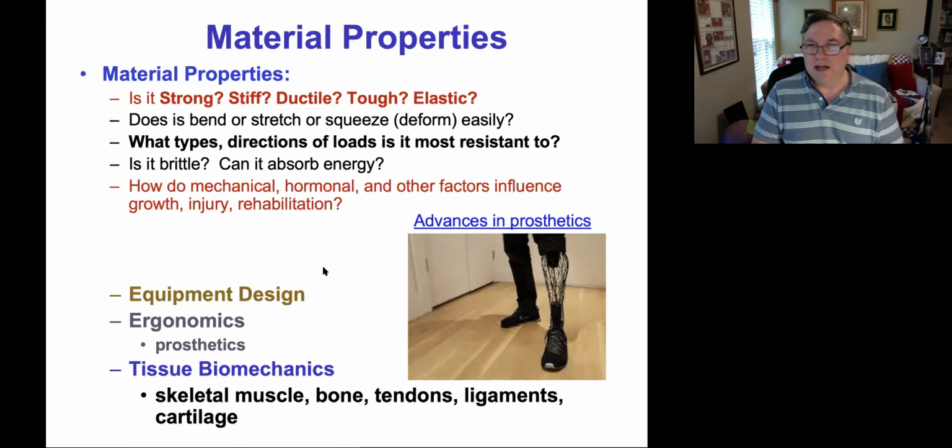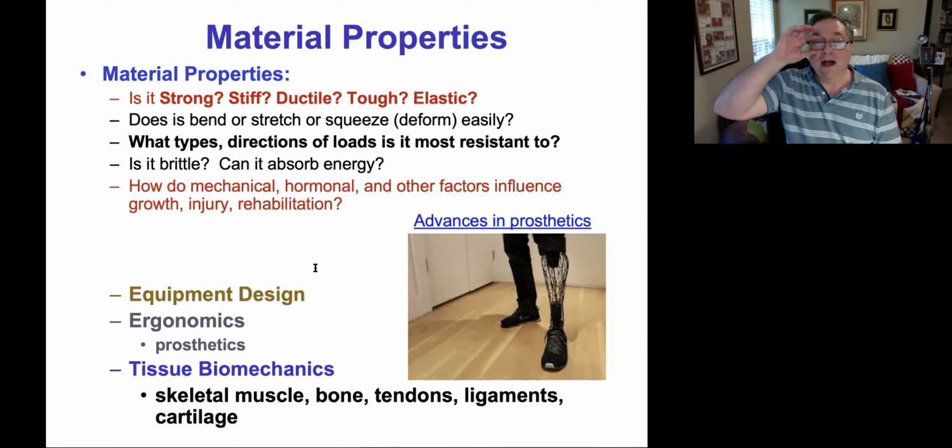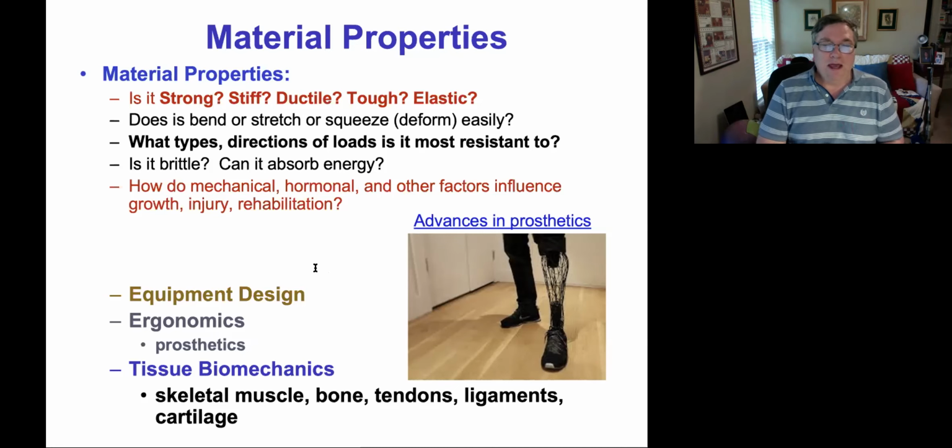The cells in your connective tissue can adapt to different types of loads and different magnitudes of loads. Is it brittle? Can it absorb a lot of energy? How do mechanical, hormonal, other chemicals influence growth, injury, rehabilitation? How do growth factors work? Because we're going to talk about a lot of those in terms of increasing protein production.